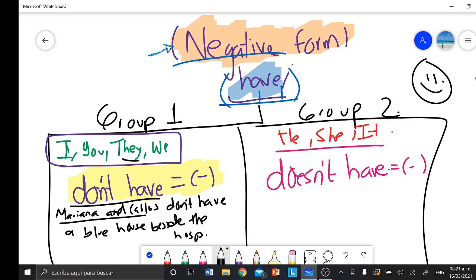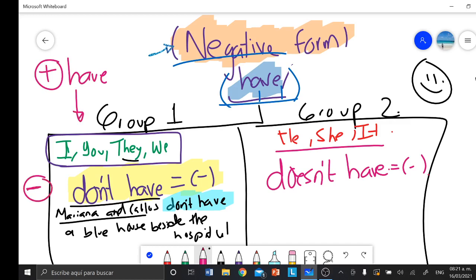Te estamos diciendo aquí qué cosa, que Mariana y Carlos, en este caso, no tienen una casa azul. Okay? Acuérdense otra vez. Affirmative is have con estos subjects: I, you, they, and we. And negative form is don't have. Okay? That's why over here we're using don't have.